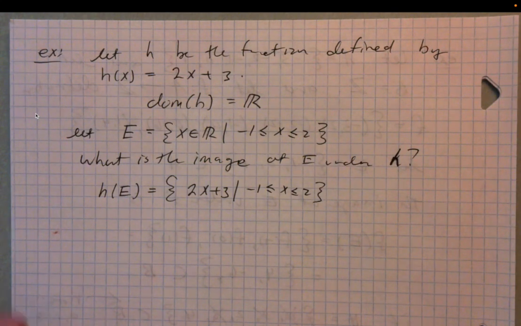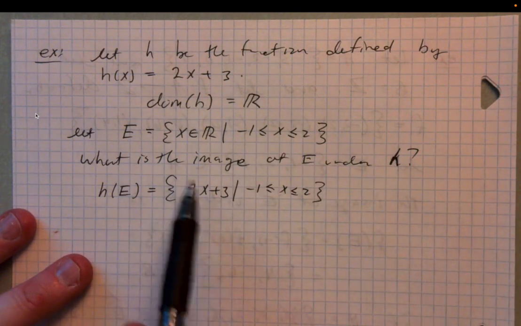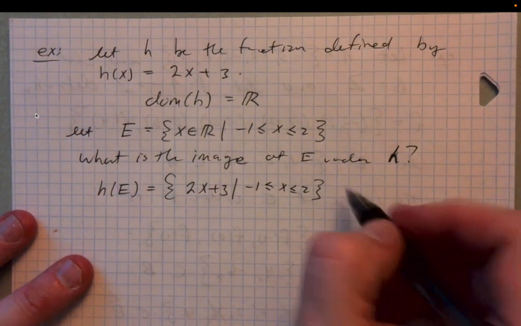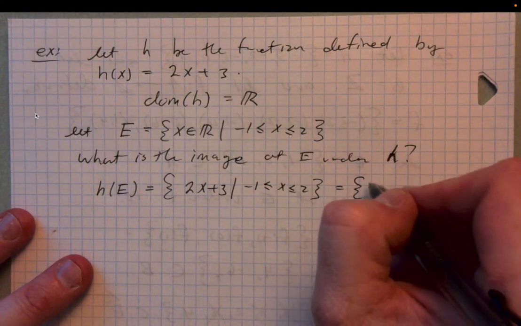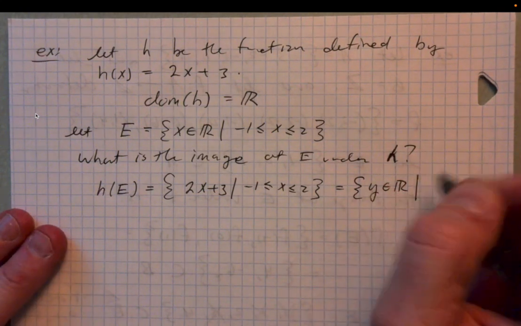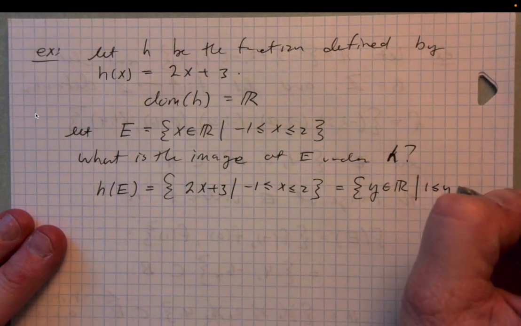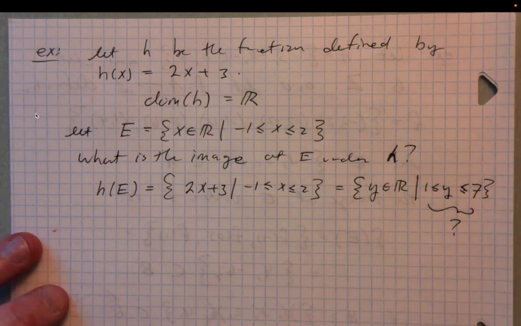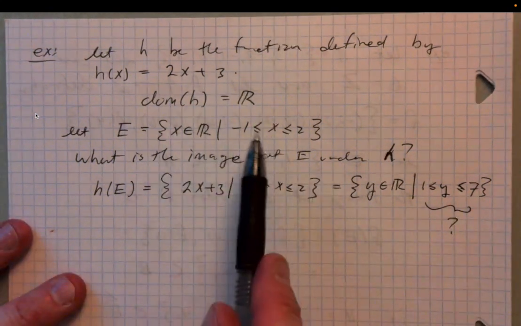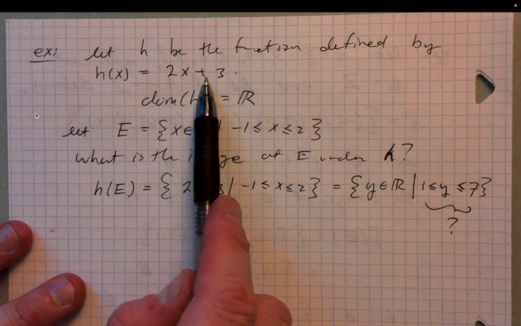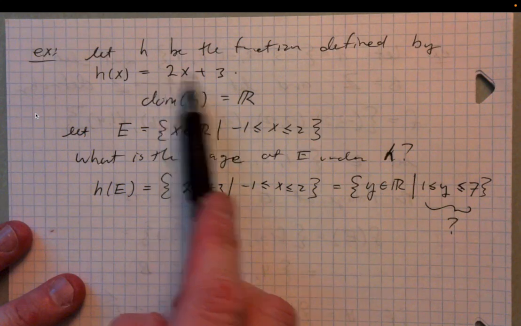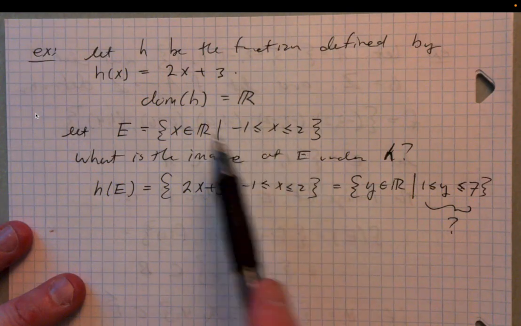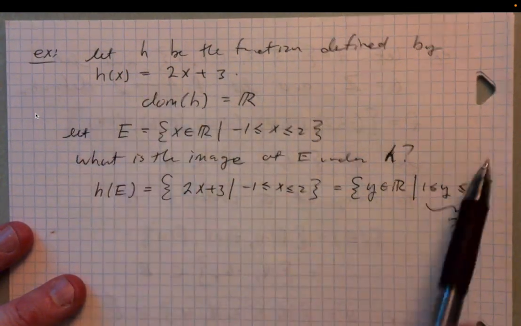Right? And so another way to write this, because it'd be more helpful for me to write this in terms of the y's in the codomain, this would also be equal to the set of all y in R such that 1 is less than or equal to y, which is less than or equal to 7. And where did this come from? Well, just looking at this function, we know that it's a straight line. And so what we need to do is translate the lower and upper bounds of this subset E, which is an interval, into the range.